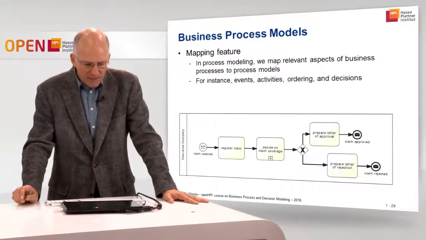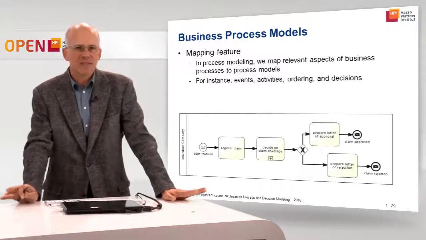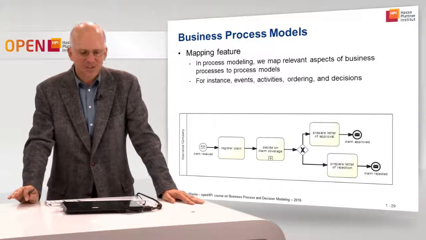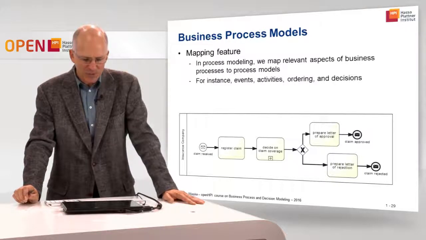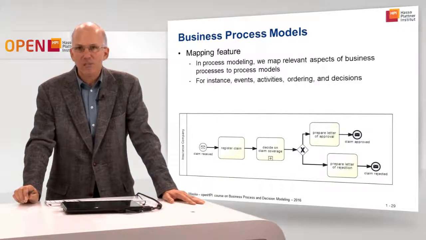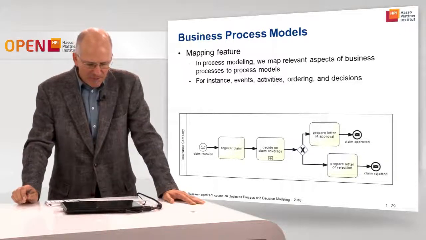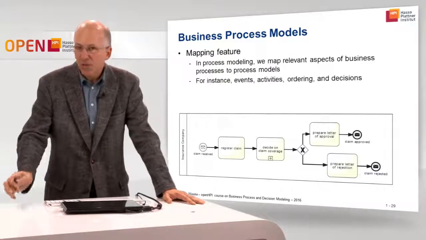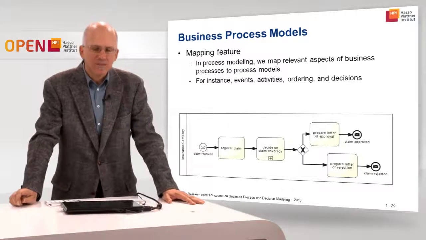By the way, when I say process models or when I write process models, I always mean business process models. Sometimes it's a bit too many words, so I'll just say process model, and there's no difference between a business process model and a process model in this context. All right, so coming back to the mapping feature, what are the elements of the real world, of the original, of the business process that need to be mapped to the business process model?